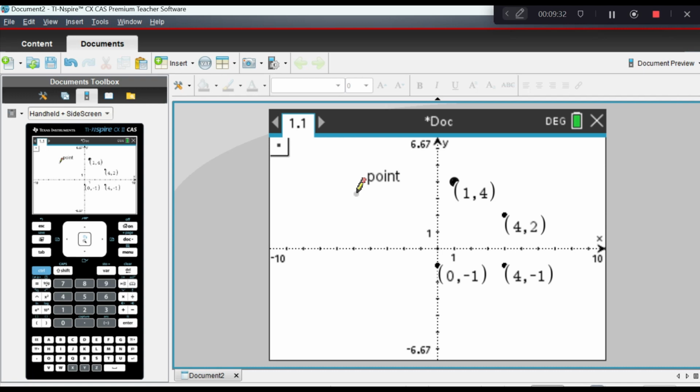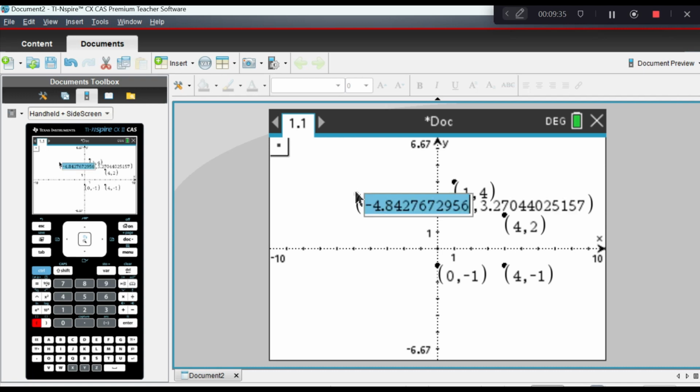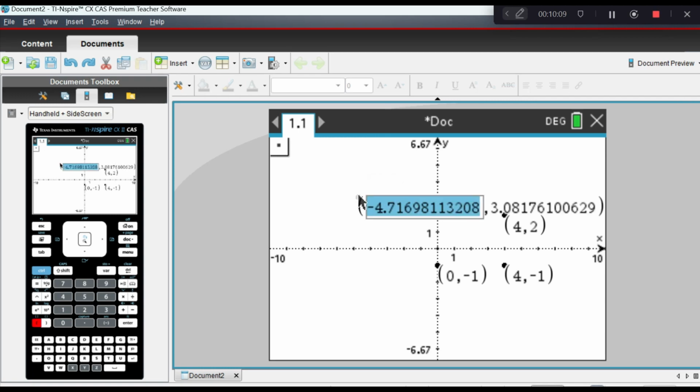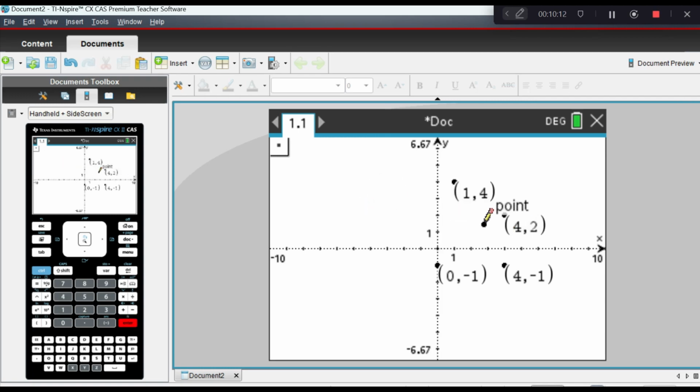And lastly, I had 4, -1. 4, no, let's see. Oh, it's just a quadrilateral. So let me get rid of that point. 4, 2, LMNP, right? 4, 2, 4, negative 1, 0, negative 1, and 1, 4. Sorry, let me get 1, 4 back again. So again, that's open parentheses 1, enter 4, enter. So there's my 4 points.